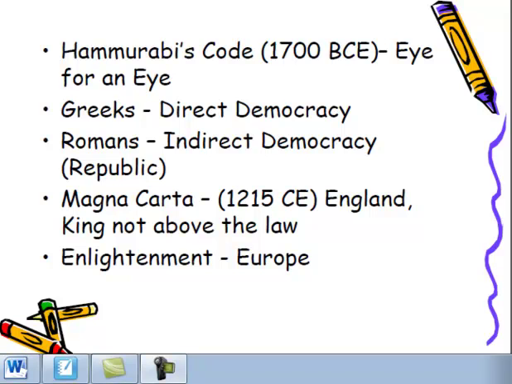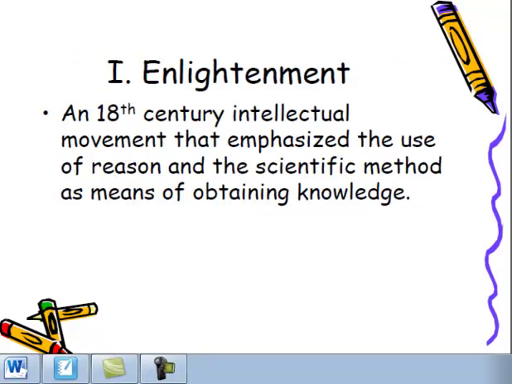Then the Magna Carta is in England. That was the first document that said the king is not above the law. The king has to follow the rules too, just like our president. He can't speed and not get a ticket, right? Everyone has to follow them. And then we go through the Enlightenment period in England.